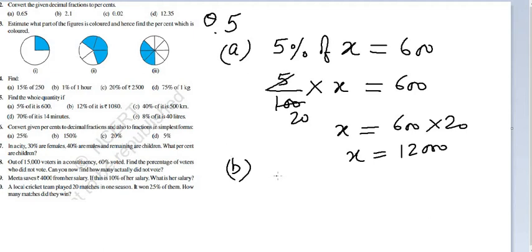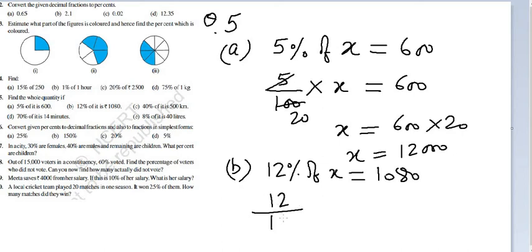This is B part, that is 12% of it. It means again we take it as X equals to 1080. So we solve the same way. 12% means 12 out of 100 into X. So it will equal to 1080.